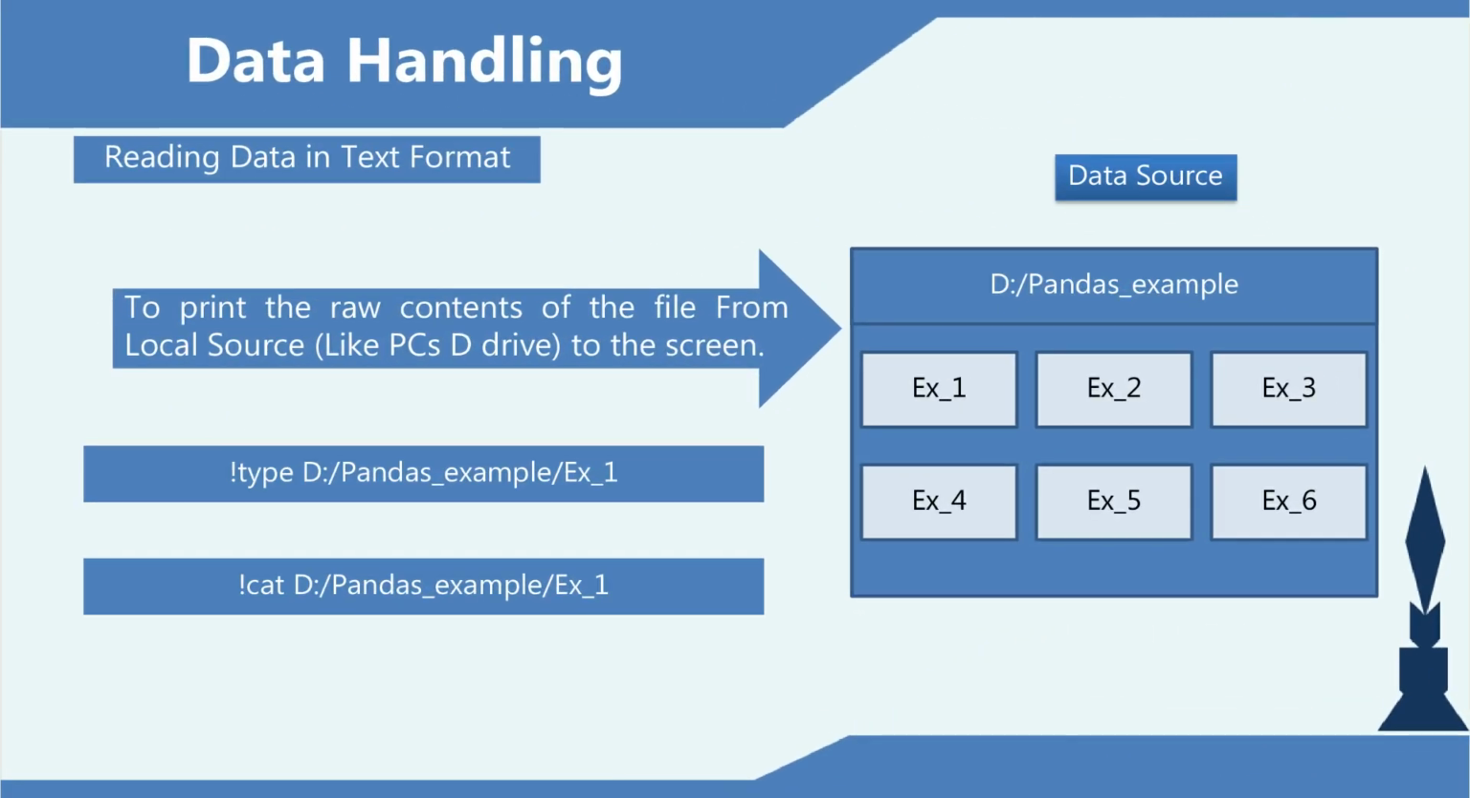In order to view or print the raw contents of the file from a local source like disk, we can use the type method or the cat method. Windows users can use the type method and Linux users can use the cat method.